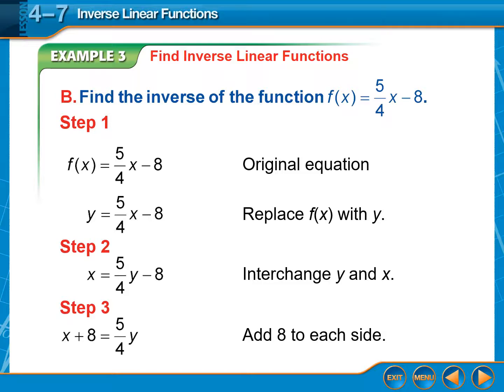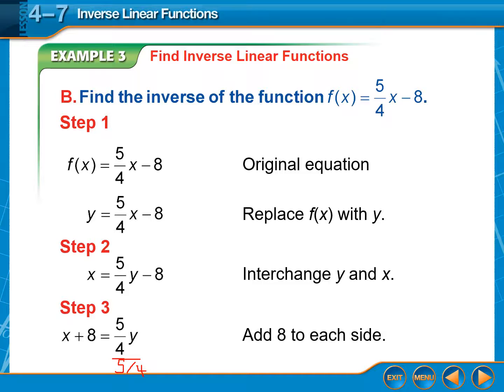Now before we move on to the next part, just a quick review. What did we do on the last problem? When we had negative 3 times y, we divided by negative 3, right? So in this case, I'm doing 5 over 4 times y. So what am I going to do? I'm going to divide by 5 over 4.